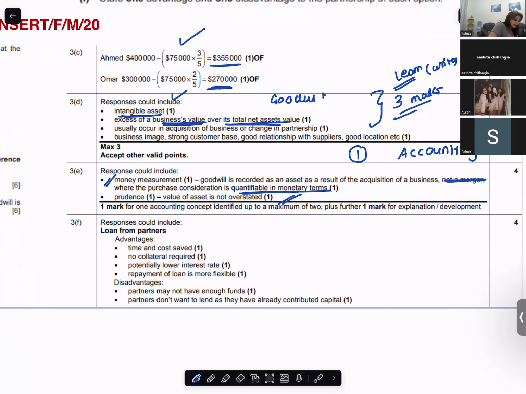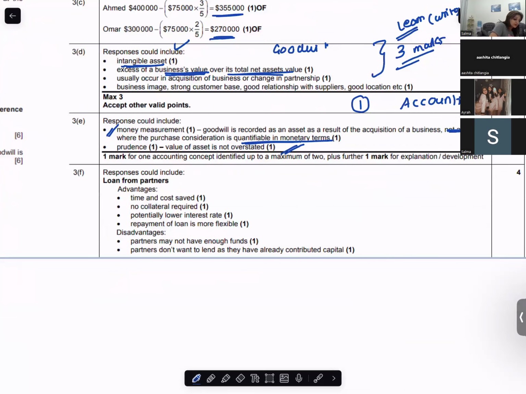So Ira, you will make the notes for goodwill, meaning of goodwill with the definition, and two accounting concepts that support elimination of goodwill. Okay, are you with me? Ashita, can you repeat two accounting concepts that support elimination of goodwill?